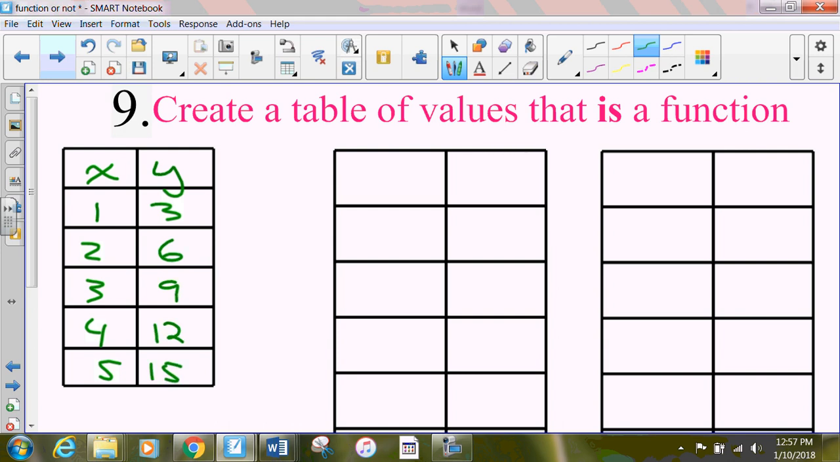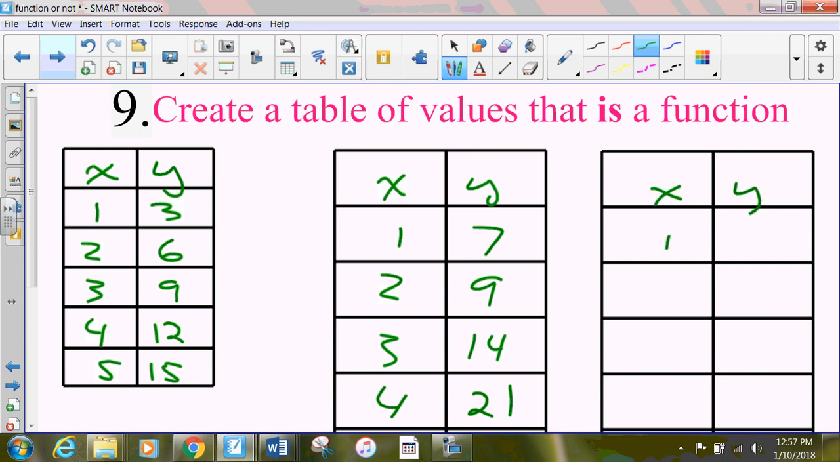I could also do something random. 1, 2, 3, 4. I could do 7, 9, 14, 21. That represents a function. And I could do a function that just spits out the same output no matter what. That is also a table that represents a function.